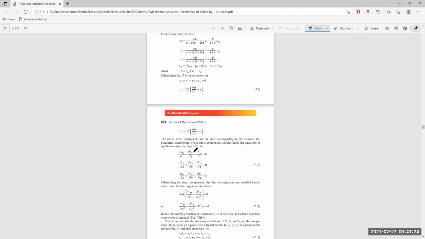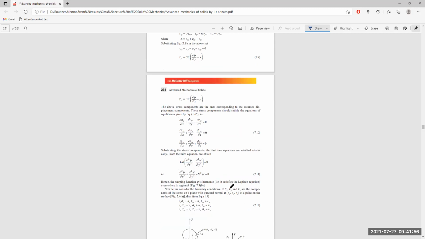These are given by the partial derivatives of sigma x, tau xy, tau xz, sigma y, and sigma z. According to these stress components, the first two equations are satisfied identically, and from the third equation we have G theta times d square psi by dx square plus d square psi by dy square equal to 0, or the Laplacian of psi equal to 0. Hence, the warping function psi is harmonic, that is, it satisfies the Laplace equation everywhere in the region R in figure 7.3.